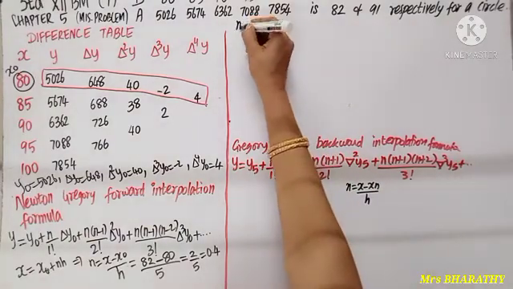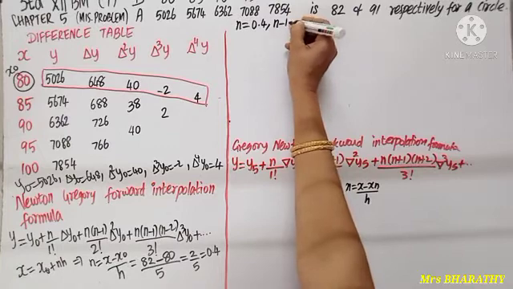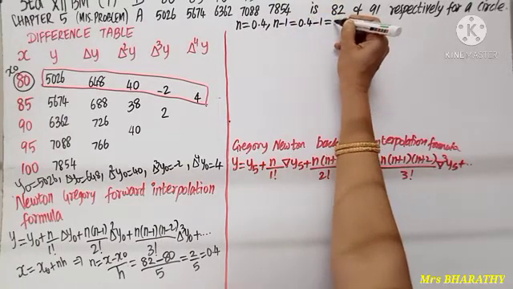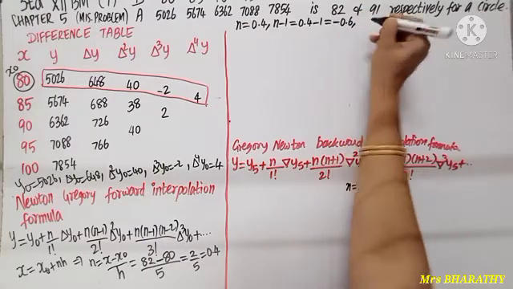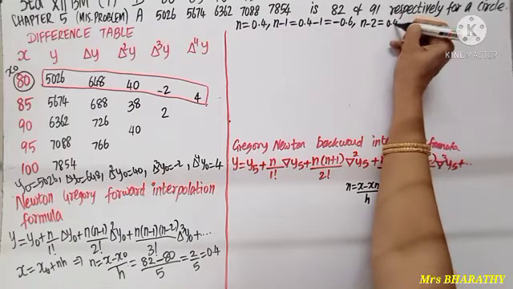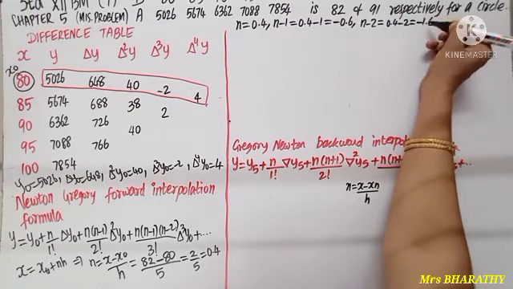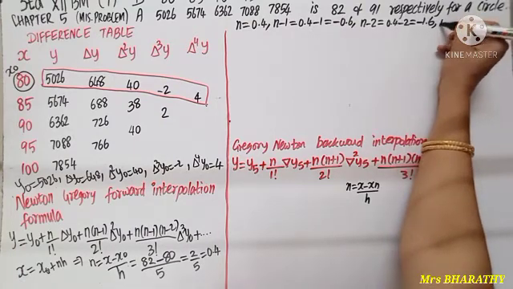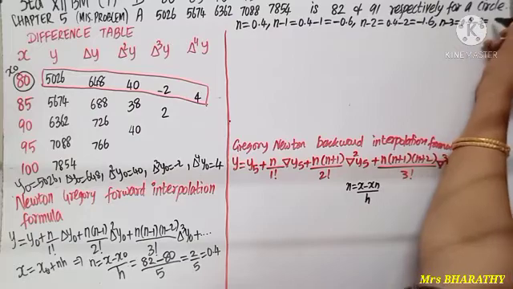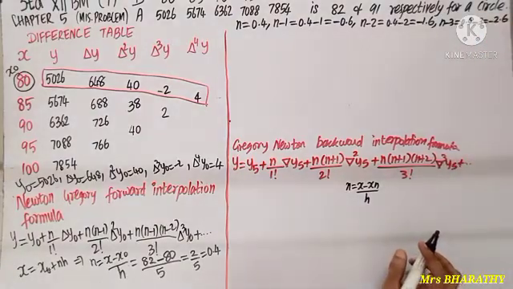Once I know the n value, that is 0.4, find out n minus 1. 0.4 minus 1, that is minus 0.6. Find out n minus 2. 0.4 minus 2, that is minus 1.6. Find out n minus 3. 0.4 minus 3, that is minus 2.6.